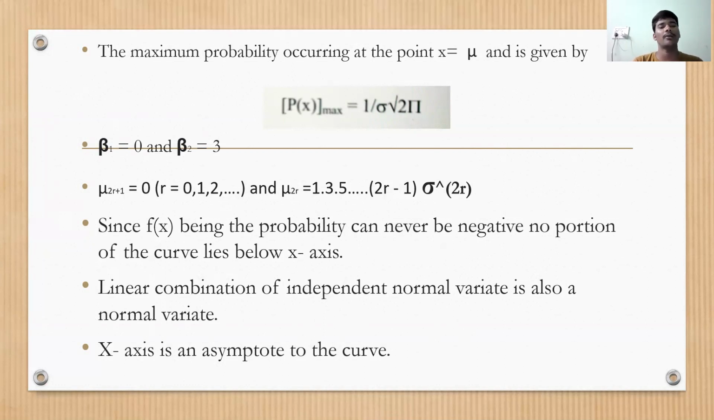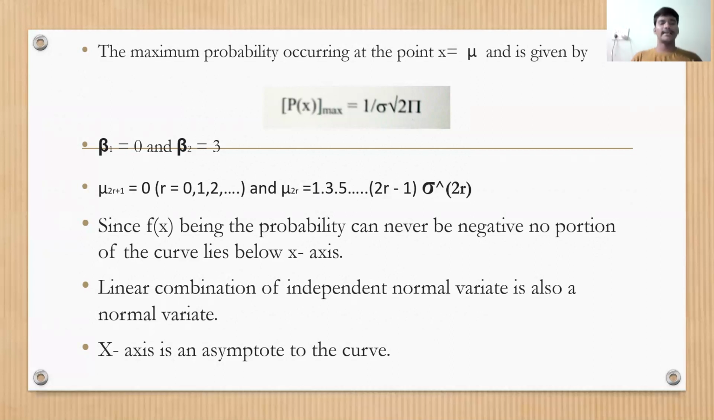Since f of x, being a probability, can never be negative, no proportion of the curve lies below the x-axis, meaning the graph of f of x cannot lie below the x-axis and is always positive. The linear combination of independent normal variates is also a normal variate.